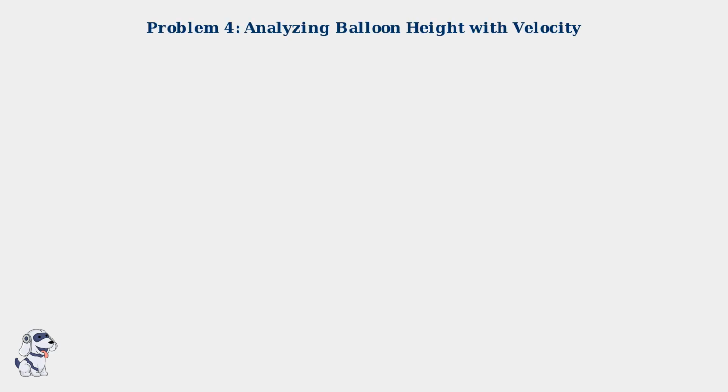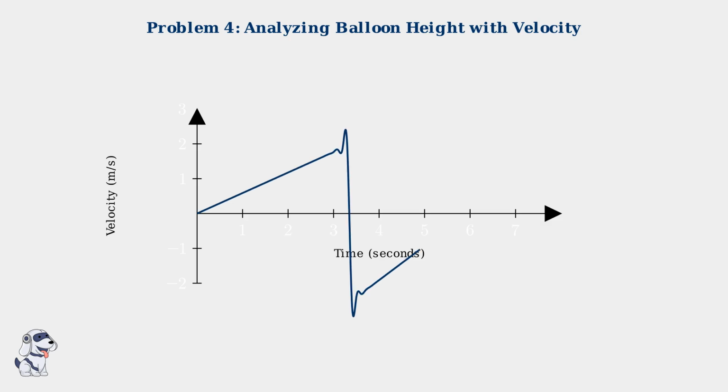Problem 4 shows a graph of a hot air balloon's vertical velocity over time and asks whether the balloon ever drops below its starting height. Here is the velocity time graph. The balloon starts moving upward, then descends between 3.4 and 5.95 seconds before leveling off. Area A represents the ascent period, where the balloon is moving upward. Area B shows the descent period, where velocity is negative.